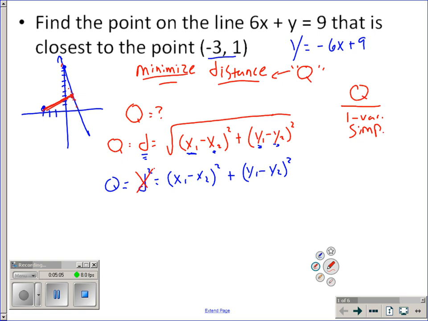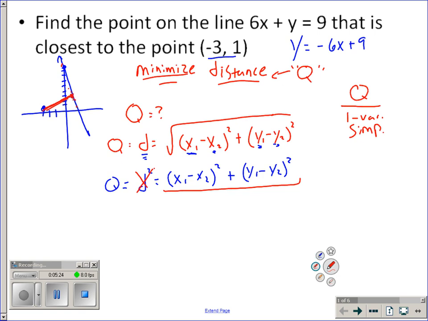All right, and that makes finding our derivative that much easier. So really, our Q equation that we can solve is just this one right here. If you don't like that and you want to do the square root one, you're more than welcome to. But our next question is, how do I get this to one variable?